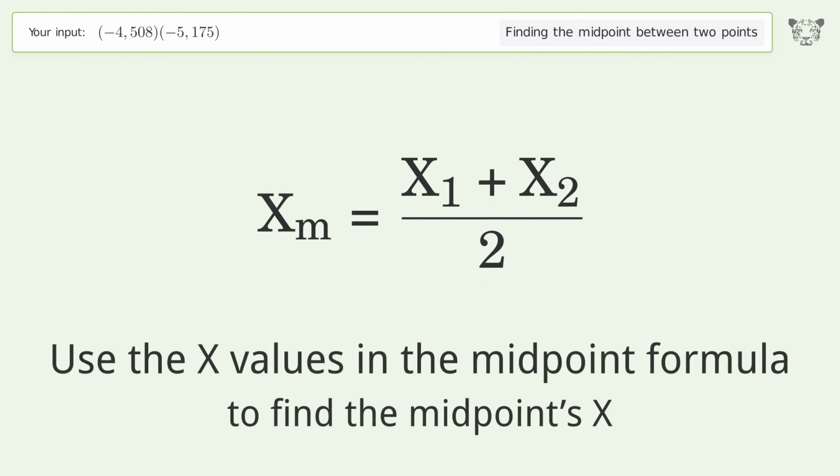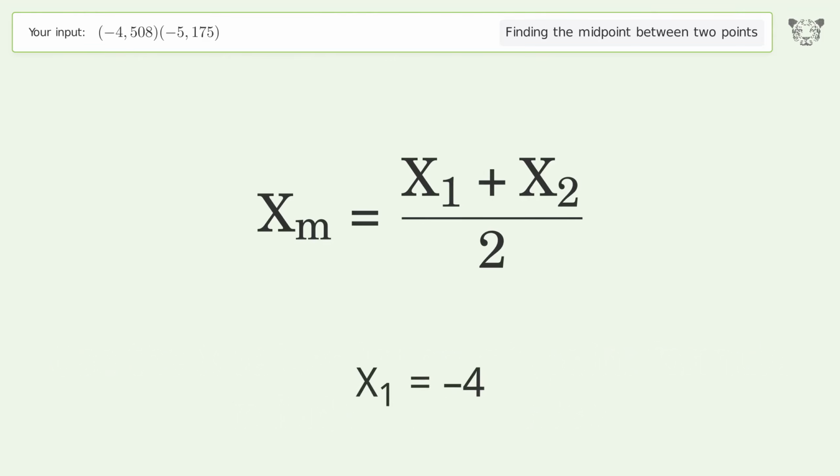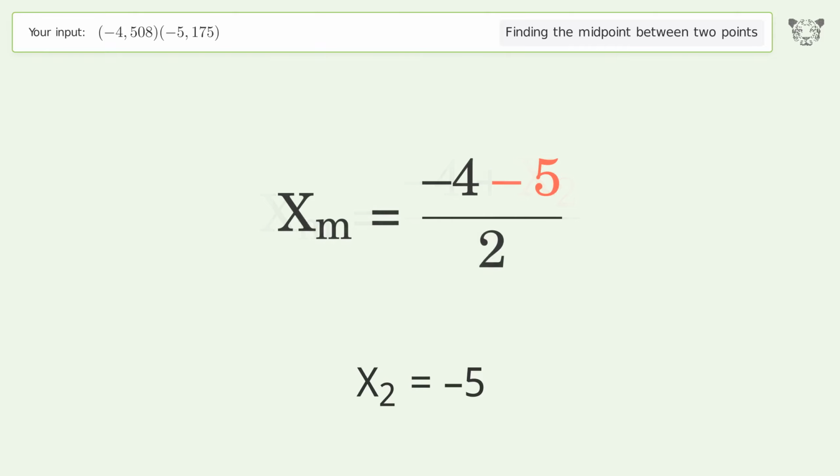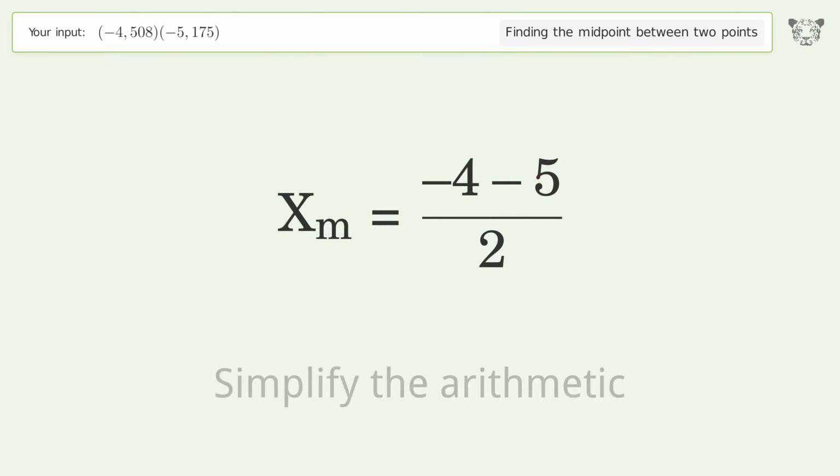Use the x values in the midpoint formula to find the midpoint's x. x1 equals -4. x2 equals -5. Simplify the arithmetic.